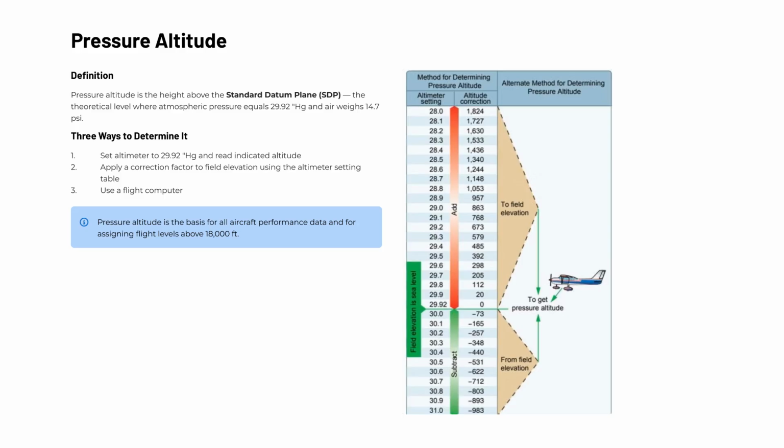Understanding why this matters is just as important as knowing how to find it. Pressure altitude is the baseline for all aircraft performance charts. Things like takeoff distance, climb rate, and density altitude calculations all start here. It is also the reference used when assigning flight levels above 18,000 feet, where all aircraft transition to a standard altimeter setting of 29.92. Mastering this concept will directly improve the accuracy of your performance planning.